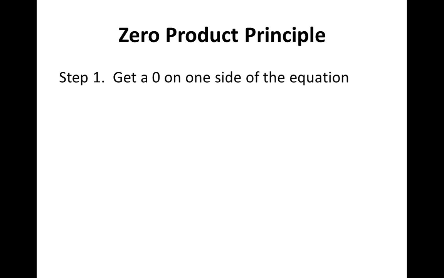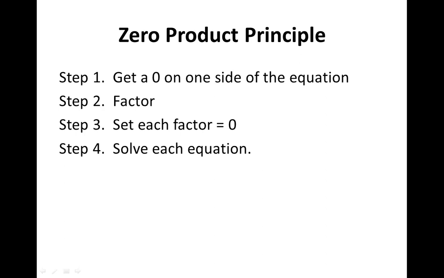Zero product principle. So we're going to be trying to solve for x, or for the variable, the unknown. So the steps are, you get 0 on one side of the equation, you factor, you set each factor to 0, and you solve each equation. Let's look at an example.